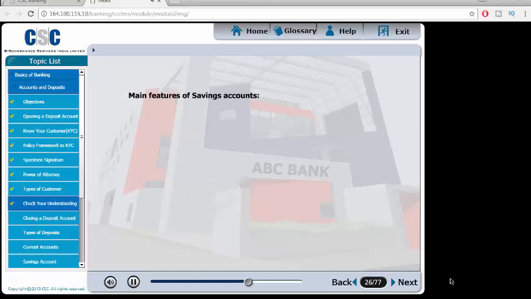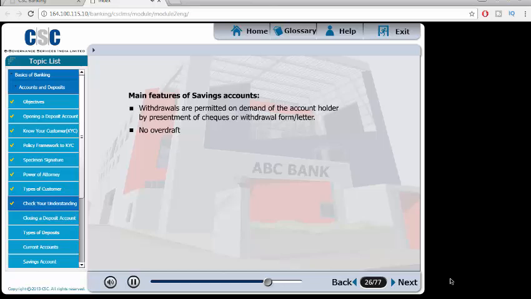Listed below are the main features of savings accounts. Withdrawals are permitted on demand of the account holder by presentment of checks or withdrawal form or letter. No overdraft, payment in excess of credit balance, is allowed. Savings bank accounts offer a passbook wherein date-wise debit or credit transactions and credit balances are shown as per the customer's ledger account maintained by the bank.